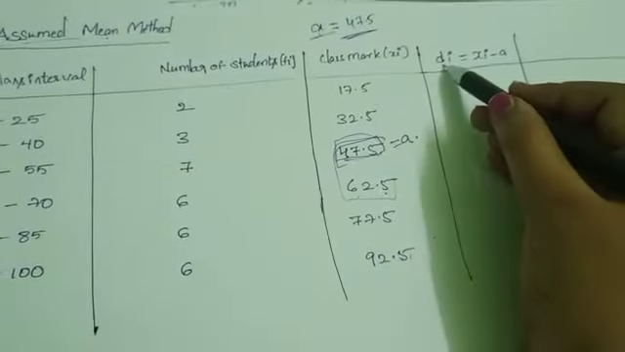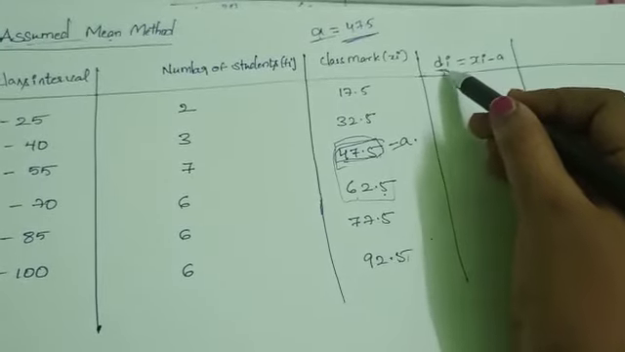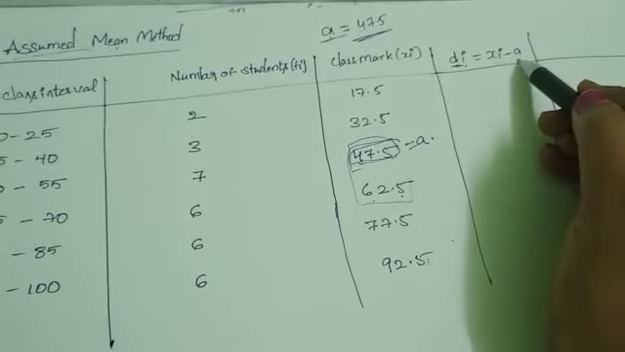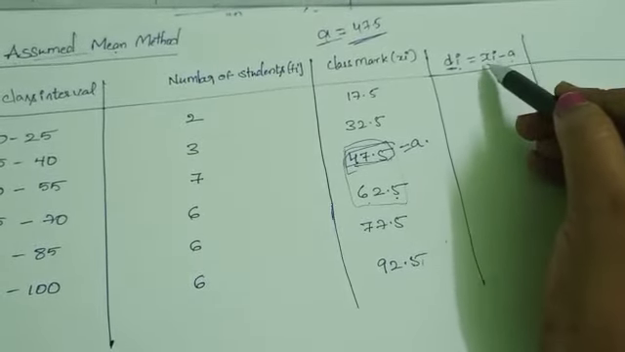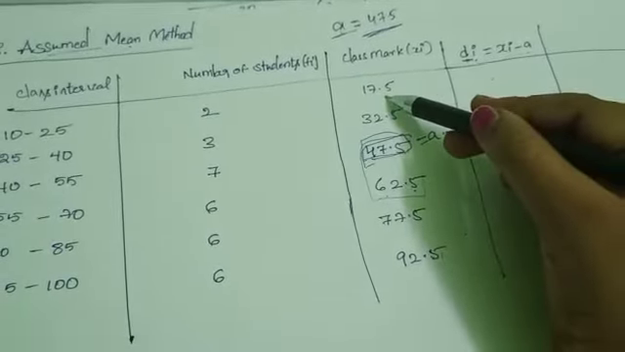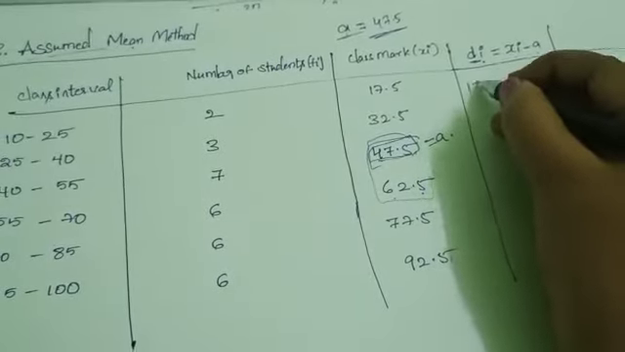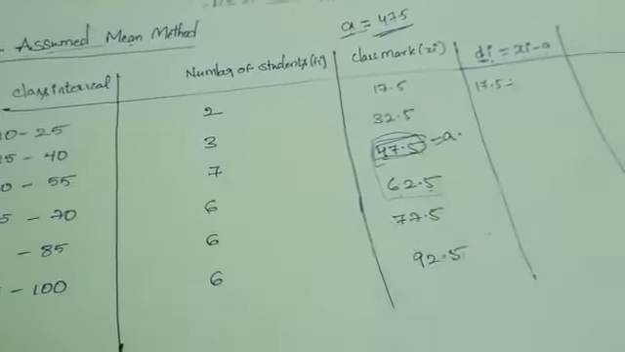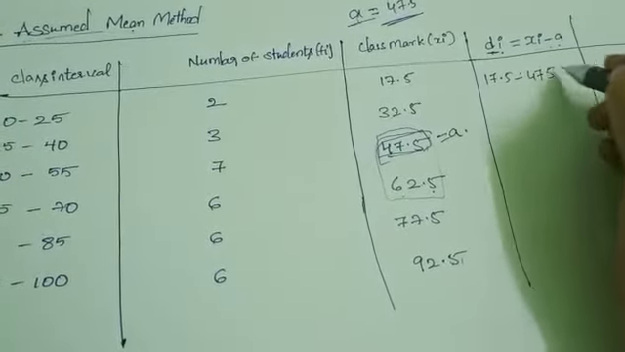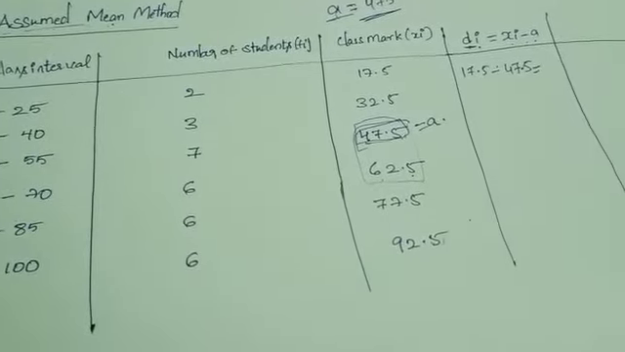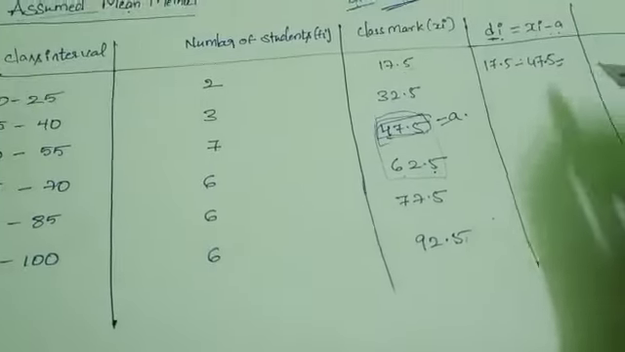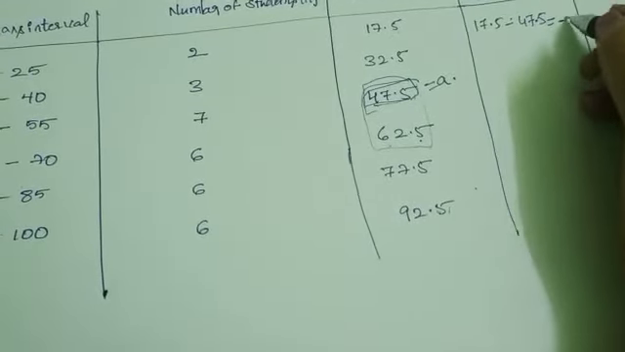Next column di. di means the deviation of A from each xi. di equal to xi minus A. Here xi is 17.5 minus the assumed mean A value 47.5. 17.5 minus 47.5 equal to minus 30.